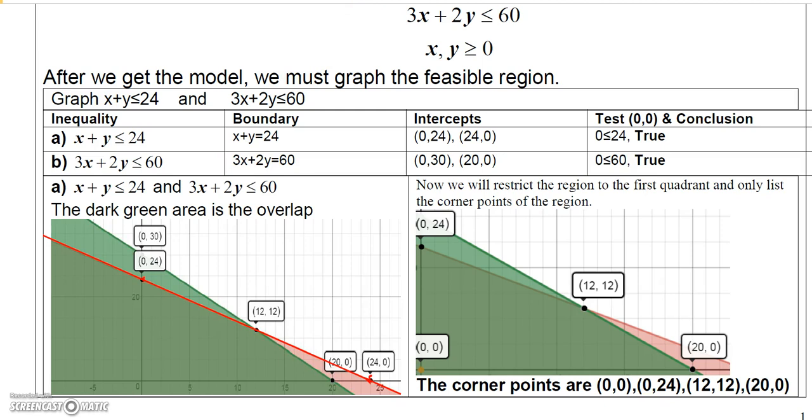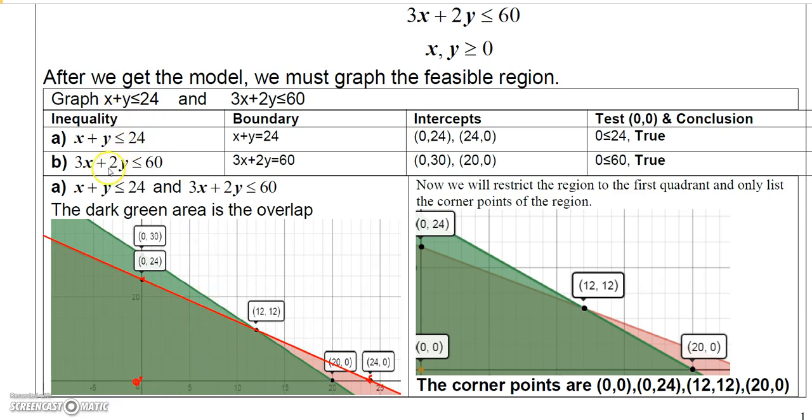The way we determine which side to shade is, remember, we test the point 0, 0. If you plug 0, 0 into the inequality, you get a true statement: 0 is less than or equal to 24. So we would shade everything below this line. Even though you can't see it, that's the pinkish looking region plus all of this over here.